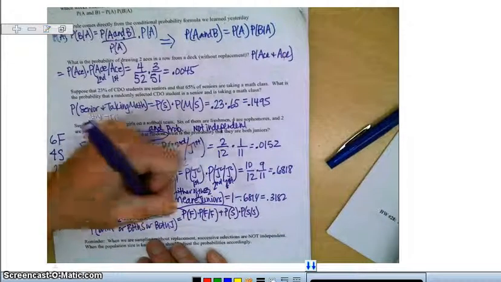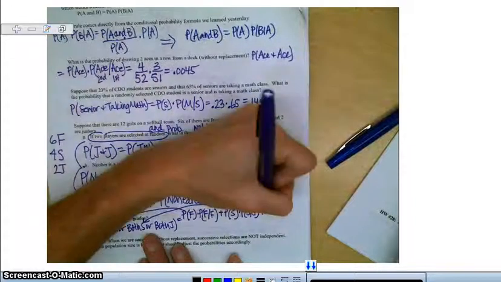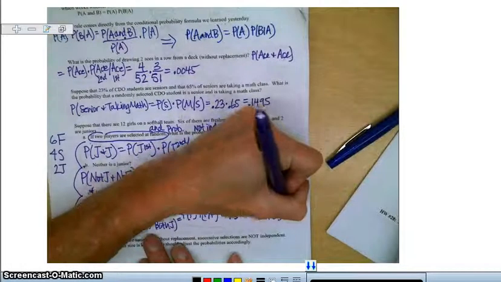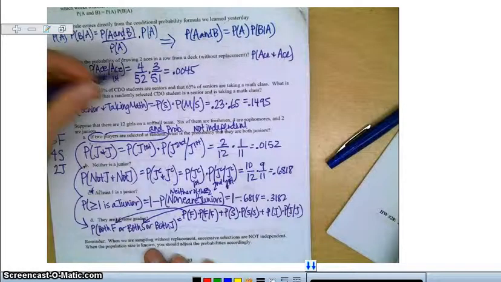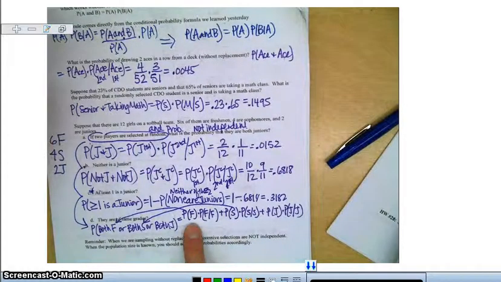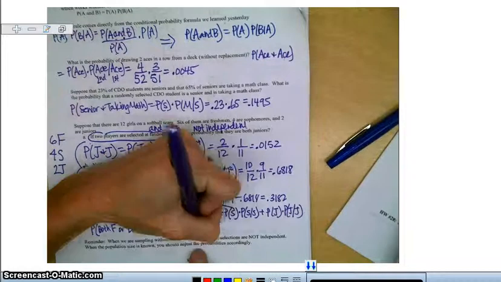So that's the probability of getting both sophomores, plus, that's an or, the probability of getting a junior times the probability of getting a junior the second time, given that you already got one first. So the probability of getting a freshman on the first draw would be 6 out of 12, but the second time is only 5 out of 11.